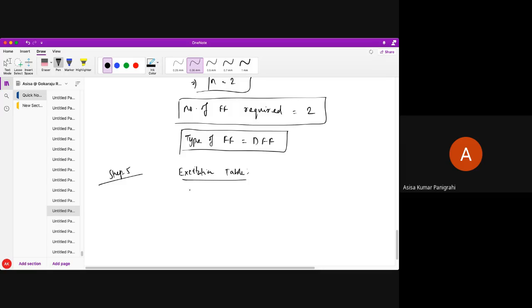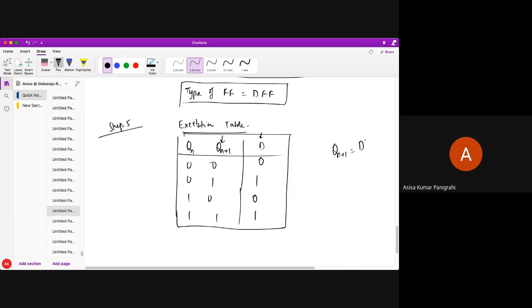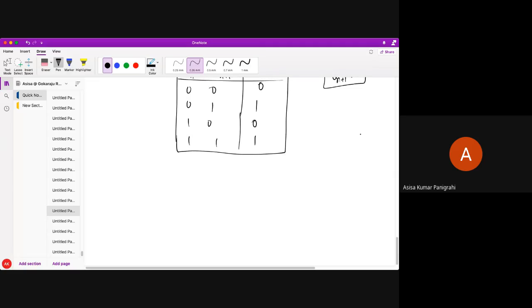So you know that the excitation table of a D flip-flop is Qn plus 1 and D. So obviously you know that this is 0 0, 0 1, 1 0 and 1 1. Why have I taken the D flip-flop? Because Qn plus 1 is the same as D. So 0 1 0 1. That is the reason I have taken it. It's easy for me to find out the circuit excitation table.